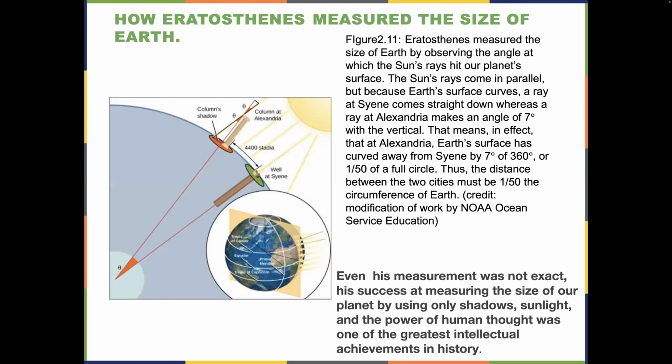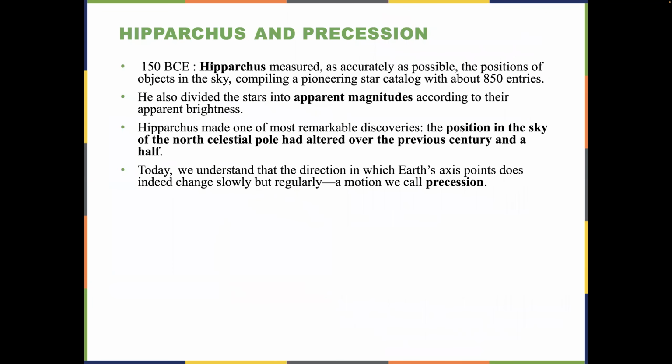Right. So coming from these basic experiments, looking at the shape and size of the Earth, in 150 BCE one of the famous astronomers, Hipparchus, started measuring the positions of the stars as accurately as possible, and he made the first ever star catalog with 850 entries. He also divided these stars into apparent magnitudes according to their apparent brightness, right?